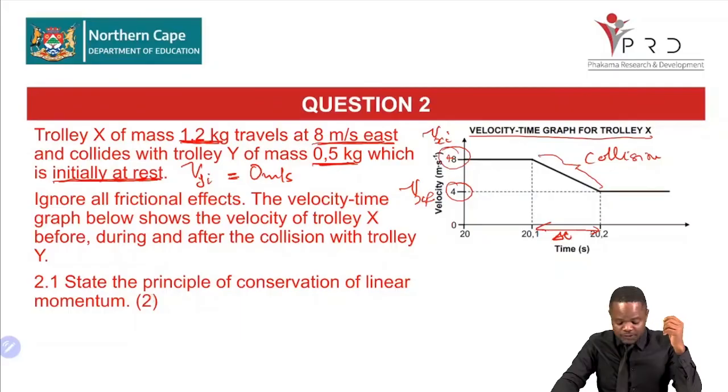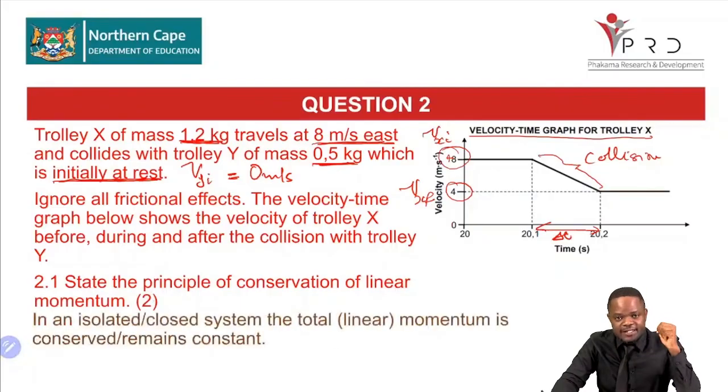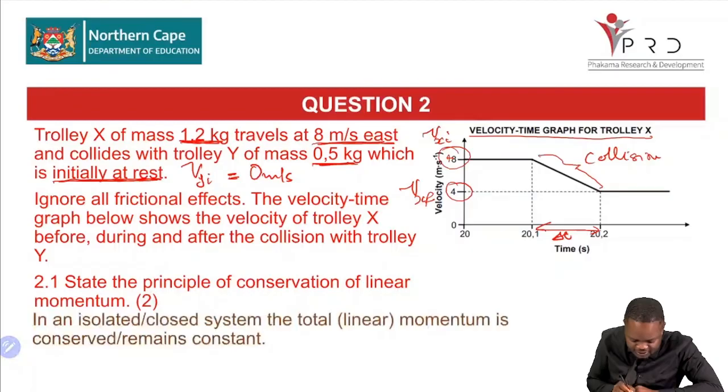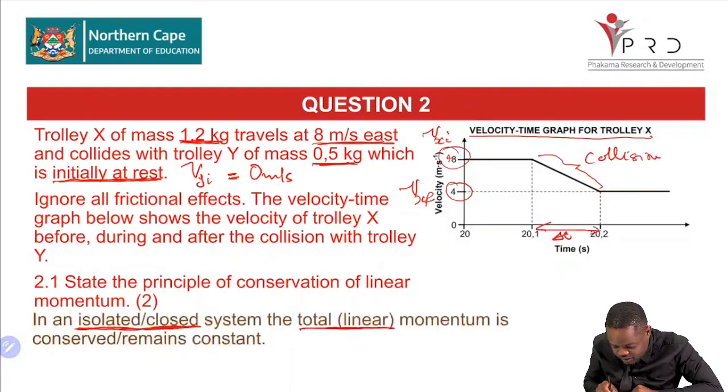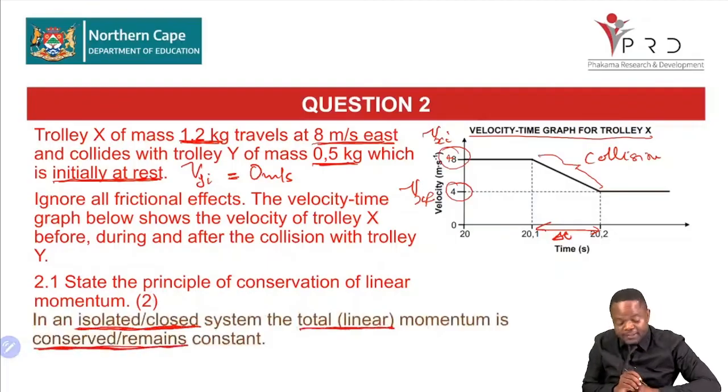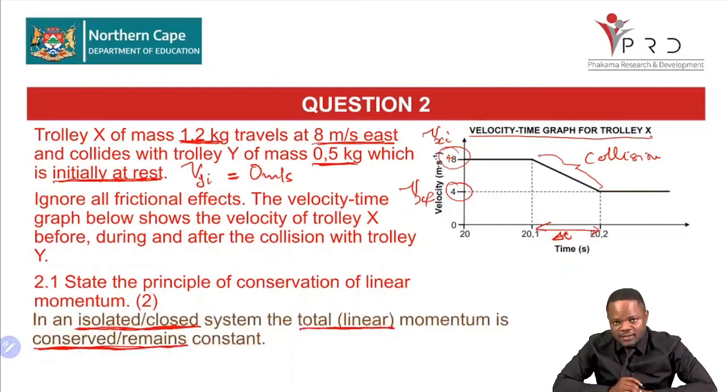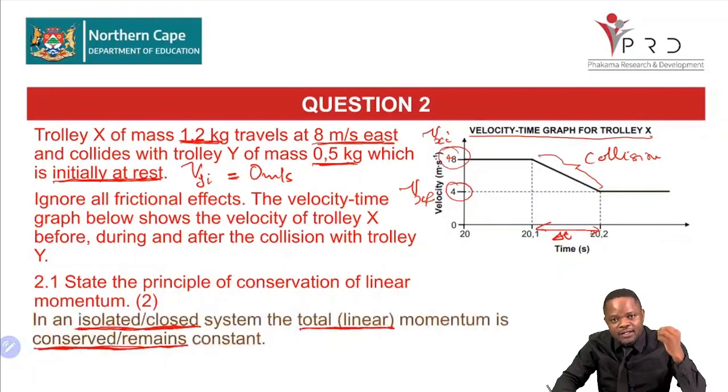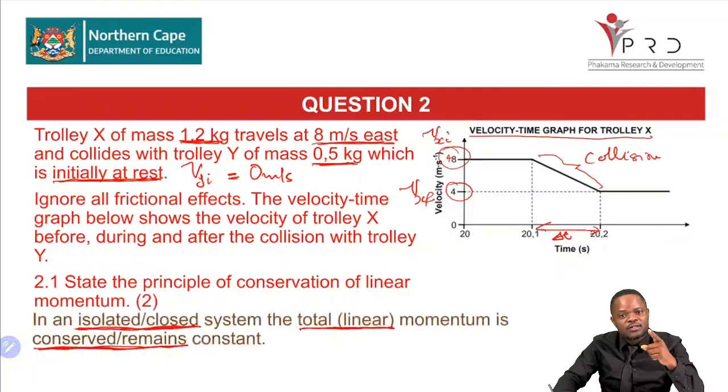Our principle of conservation of linear momentum states that in an isolated, take note, these are keywords, in an isolated or closed system, the total linear momentum of an object is conserved or remains constant. The terms I'm underlining are very important. They should appear. And remember, when you're stating principles or definitions, you should state them the way they appear in the examination guideline. That is why the exam guideline should be your best friend. Let's go to the second part.